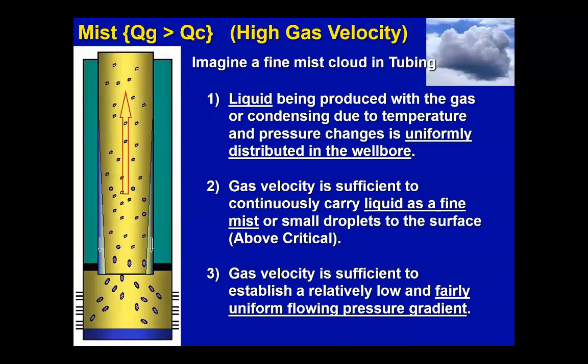So let's talk about these conditions. If you have a well that has high gas velocity, if you open the valve on surface, you could see something like a cloud. It's a mist flow. You don't really have at this point a gas-liquid interface. So there is not such a top of the liquid.